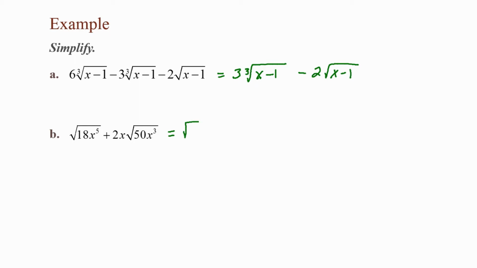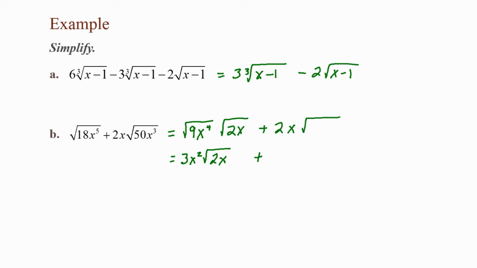18 I can rewrite as 9 times 2. X to the 5th I can rewrite as x to the 4th and x. So the square root of 18x to the 5th simplifies to 3x squared times the square root of 2x. Bringing over my 2x, now I want to look at the square root of 50x to the 3rd to see if that could be simplified.